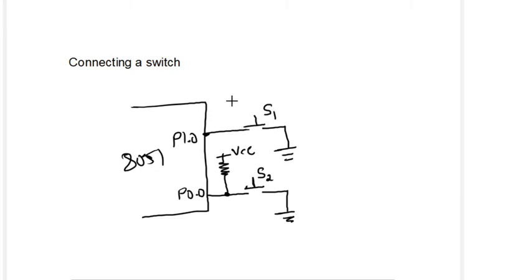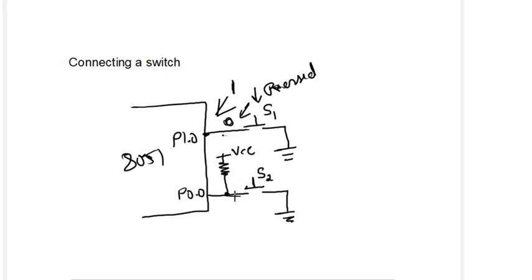In this case, the only condition is the port should be at logic high. You need to retain your port at logic high. Once you make it logic 1, once the switch is pressed, this point is connected to ground, so this becomes logic 0. If it is open, it becomes logic 1.